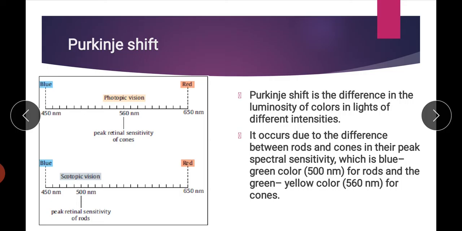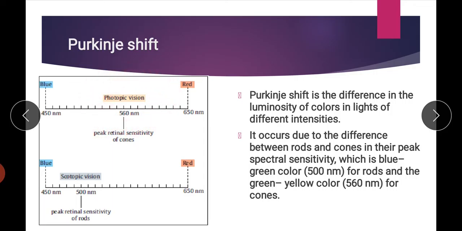This type of reasoning question may be asked. The reason is the difference in the spectral sensitivity of rods and cones. Now, the peak retinal sensitivity of the cone is equidistant from the rod peak sensitivity, with red color peak sensitivity and blue color peak sensitivity for cones. So in bright light, this same blue flower appears as blue.